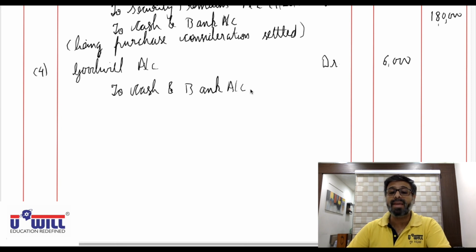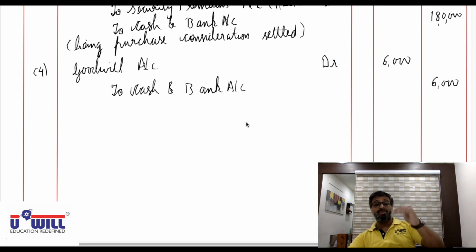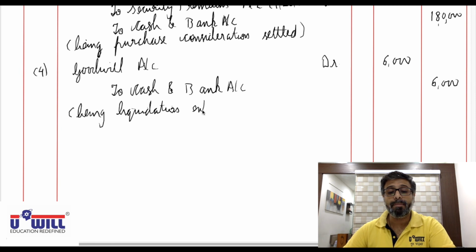Why are we paying the expenses of the transferee company? They are liquidation expenses of the transferor company. Why is the transferee company paying that? Because of its reputation. So goodwill account debit to cash and bank 6,000, being liquidation expenses of B Limited paid.